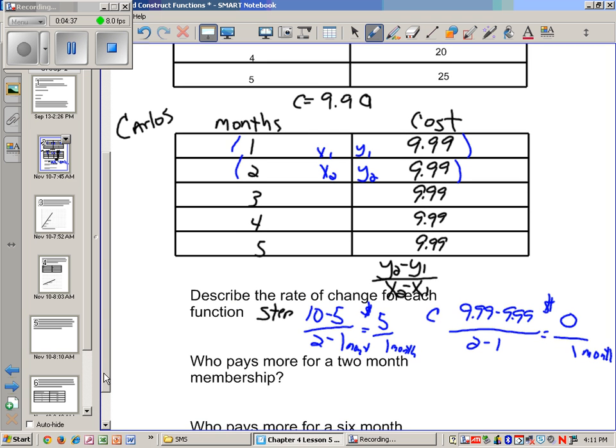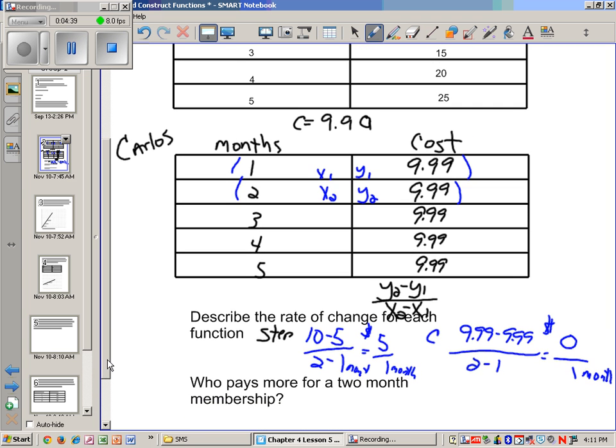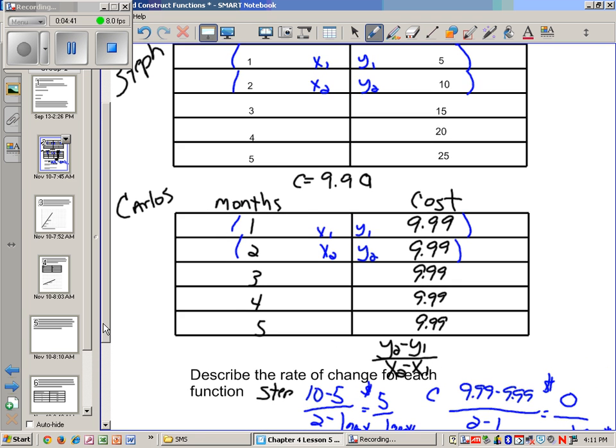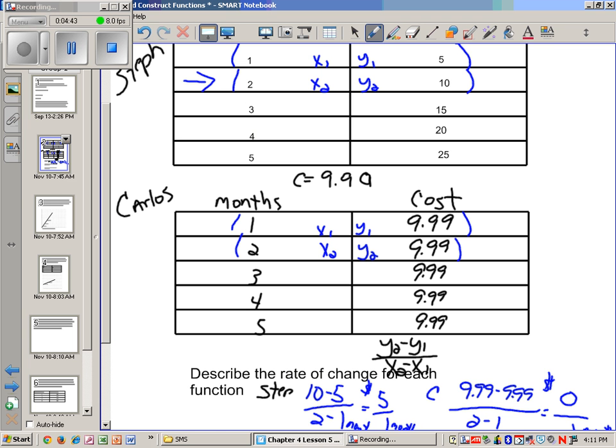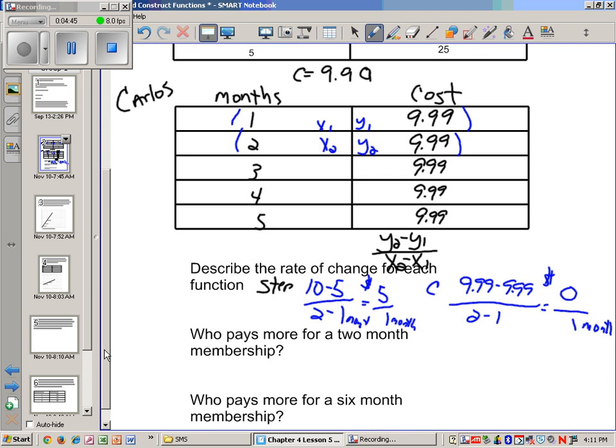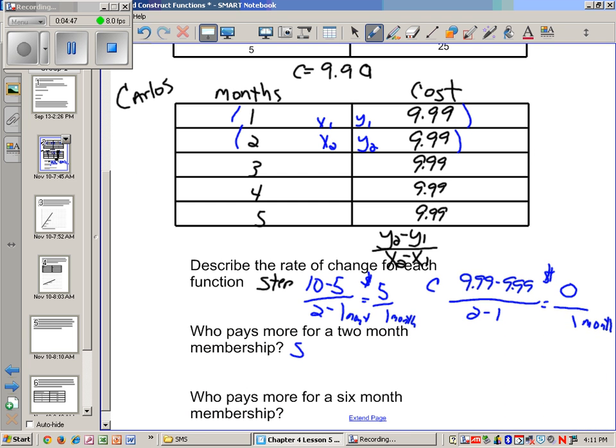So who pays more for a 2-month membership? We just look at the table. For 2 months, Stephanie pays $10. Stephanie equals 2 months equals $10. And Carlos, look at Carlos's right there. Carlos equals 2 months equals $9.99. By a penny, Stephanie has to pay more for a 2-month membership.